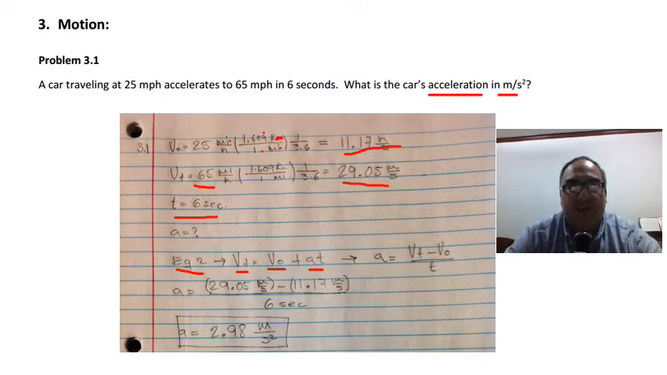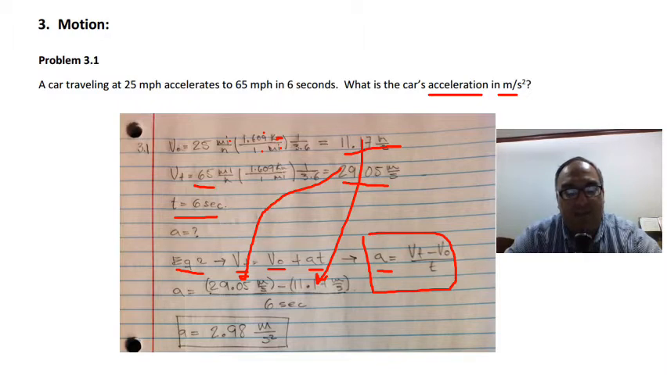From here, we solve for a. We already know how to do that. So we got the equation of acceleration here, and we only put in the data. Now, remember that we have the final here at the beginning, and the initial here, over 6 seconds, and we will get an acceleration of 2.98 meters per second squared. That's it. Let's go to the next one.